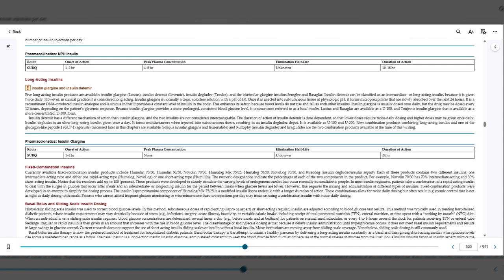My next one are my long-acting insulins. These are going to work in about an hour to 2 hours, and they're going to work for up to 24 hours. So great coverage on this one for the longer term use with those individuals.